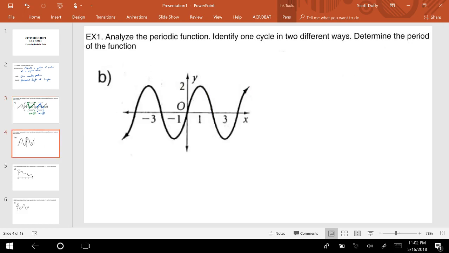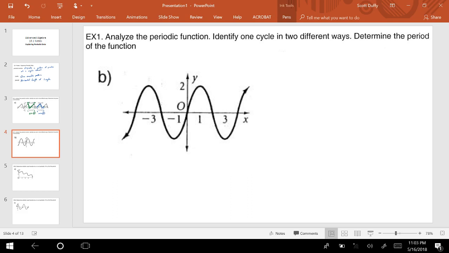Analyze the periodic function. Identify one cycle in two different ways. So basically two different ways of the cycles. We can go from maximum to max, or from x-intercept to x-intercept. And then we want to determine the period, or the length of a cycle of the function.